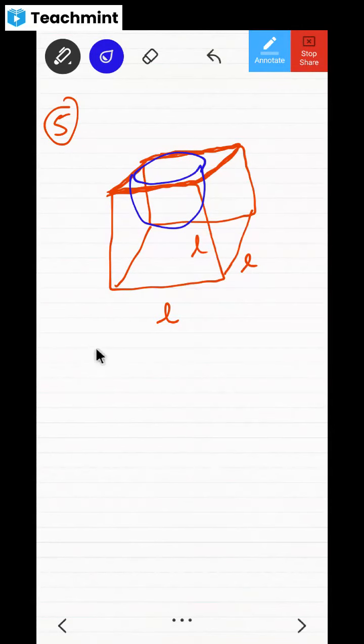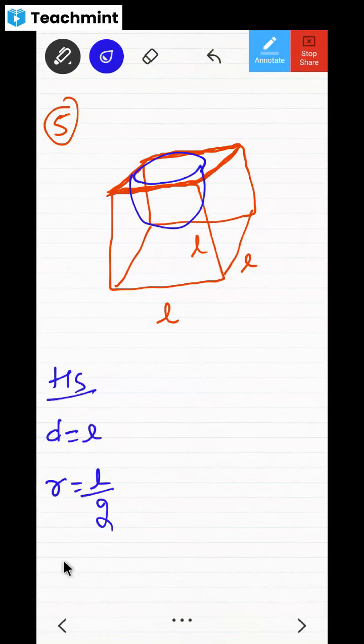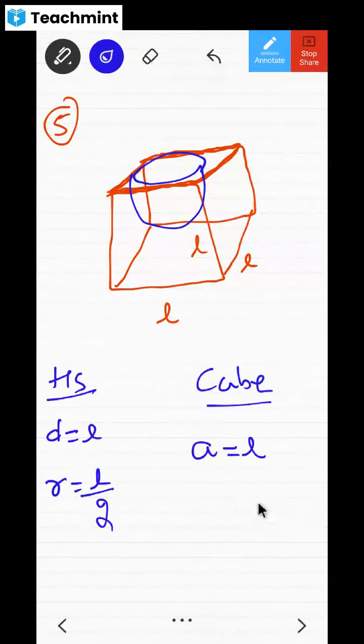Now, the diameter of this hemisphere is L. So what is its radius? L by 2, no? Correct or not? Now, for the cube, what is the side? Side A is equal to L, or not? Now, listen, please try to cooperate, dear children. Try to imagine this.